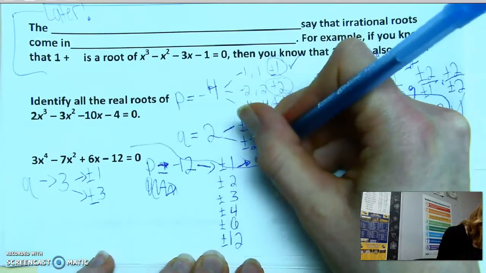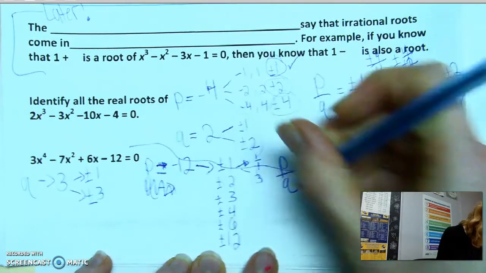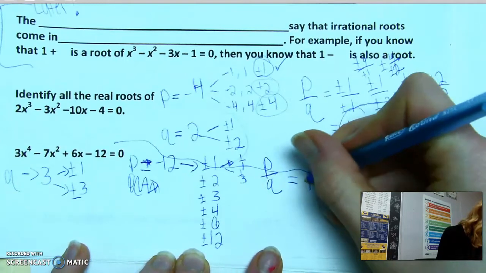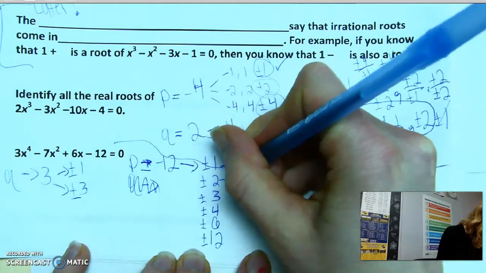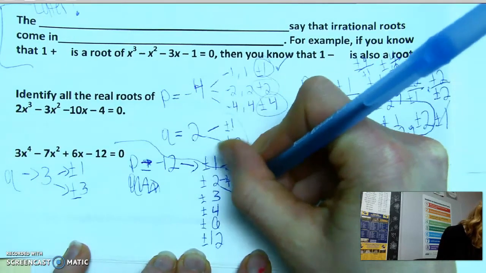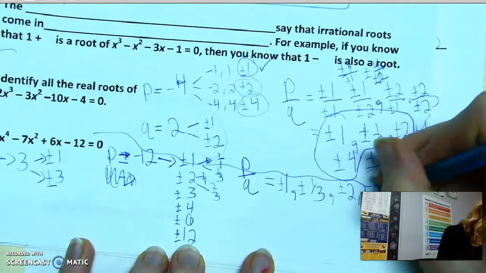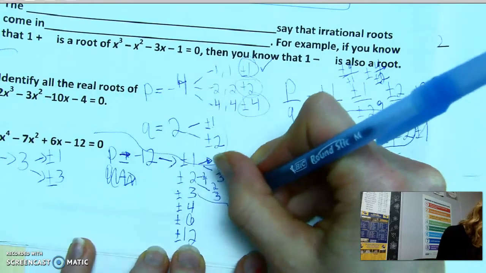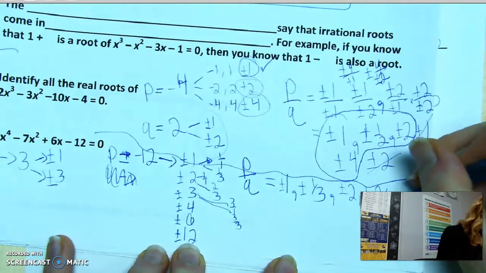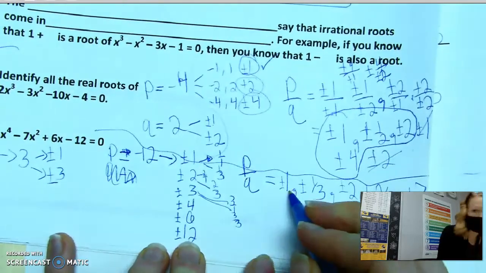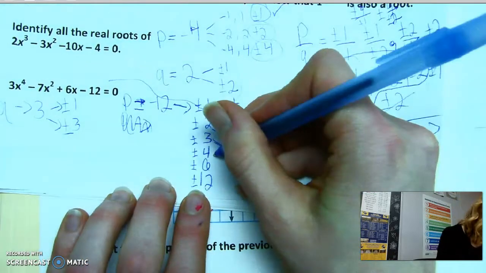Right? And if we're looking at the ratio of p's divided by q's, I'm going to take all of my p's and I'm going to divide them by 1. And then I'm going to divide them by 3. So I'm going to have plus or minus 1, plus or minus 1/3. I'm going to have 2 divided by 1 and 2 divided by 3. So plus or minus 2, plus or minus 2/3. I'm going to have 3 over 1 and then 3 divided by 3. So I'm going to get plus or minus 3, and then 3 divided by 3 is 1, which I already know, right? So I don't need to write that one down.